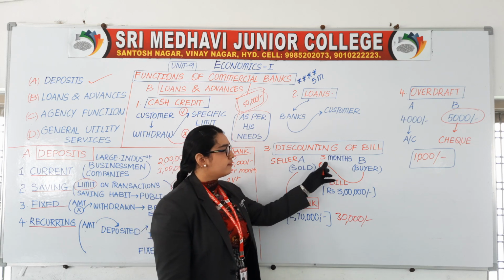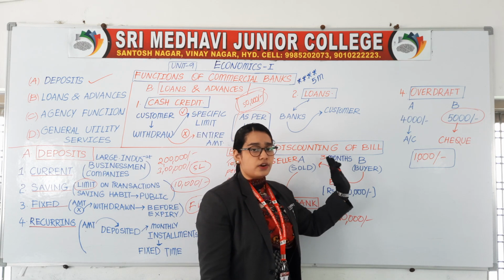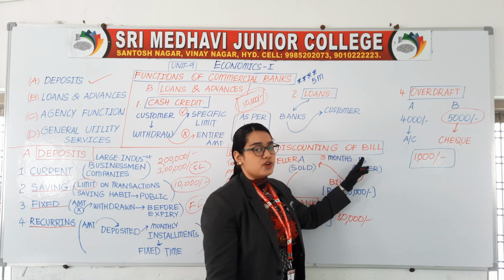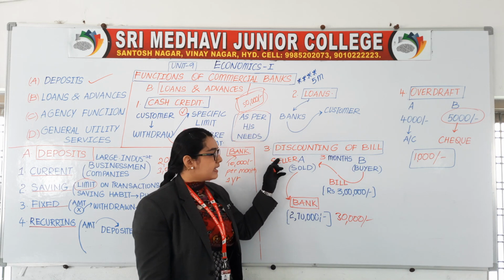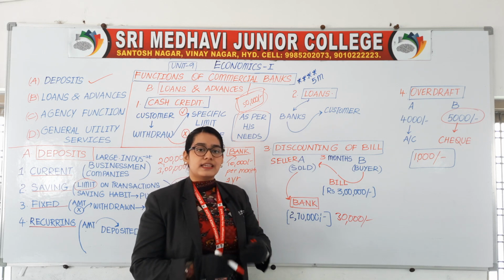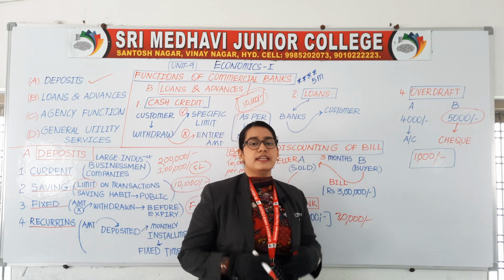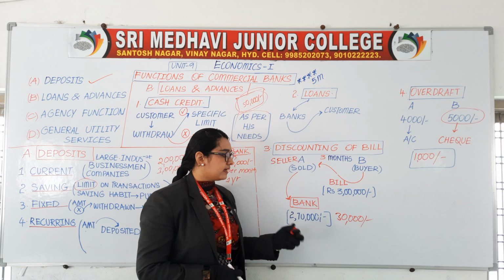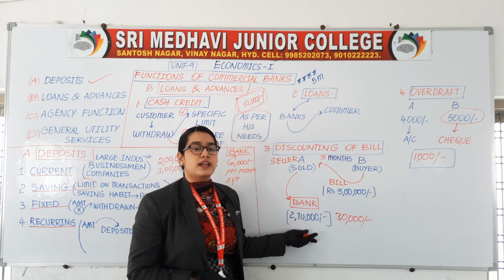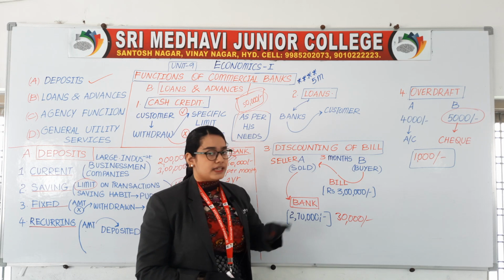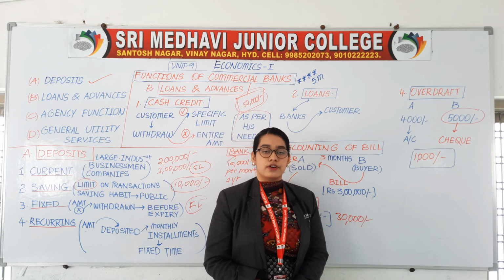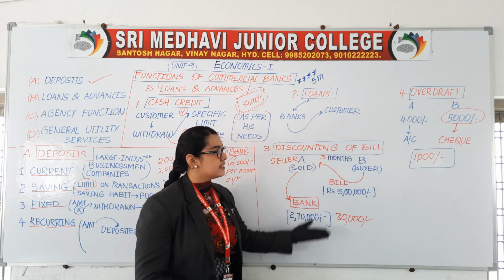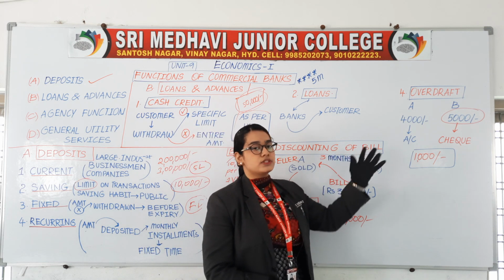So they have decided on a contract of 3 months. B does not have money, so he has given a bill to A. Then A, before the 3 months, was in need of money, so he went to the bank and the bank gave him 2,70,000 and kept the remaining 30,000 with itself. So this procedure is called discounting of bill.